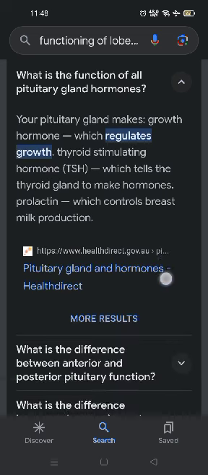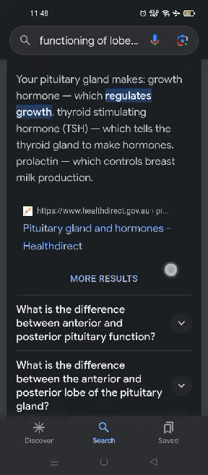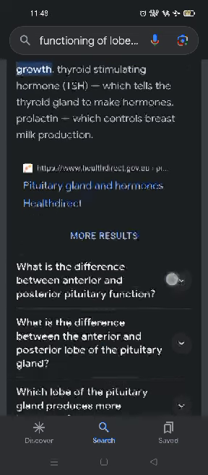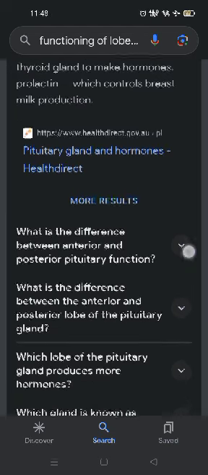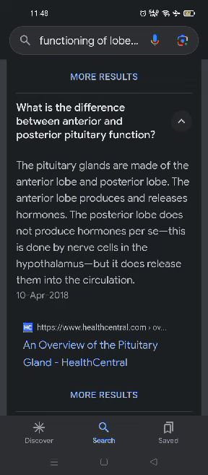Your pituitary gland makes growth hormone, which regulates growth, thyroid stimulating hormone, which tells the thyroid gland to make hormones, and prolactin, which controls breast milk production. What is the difference between anterior and posterior pituitary function?